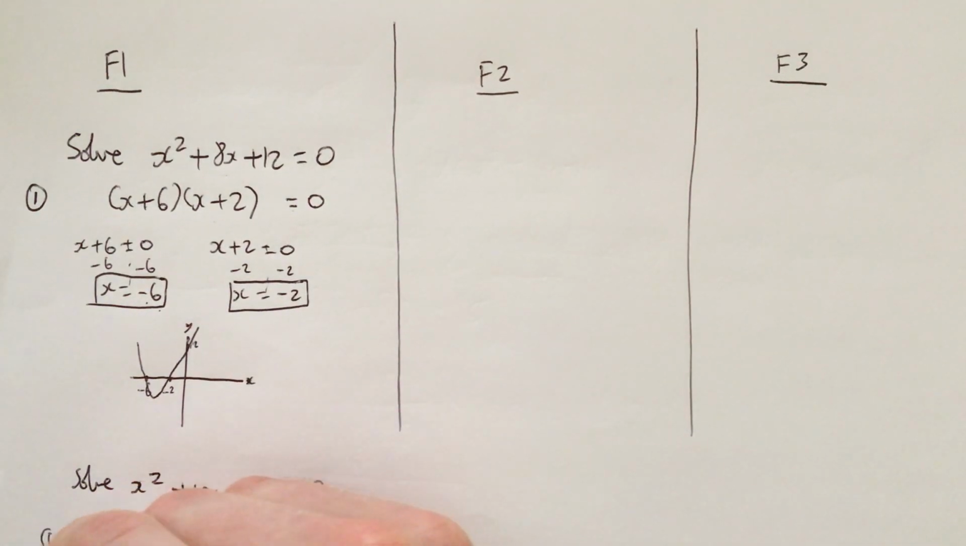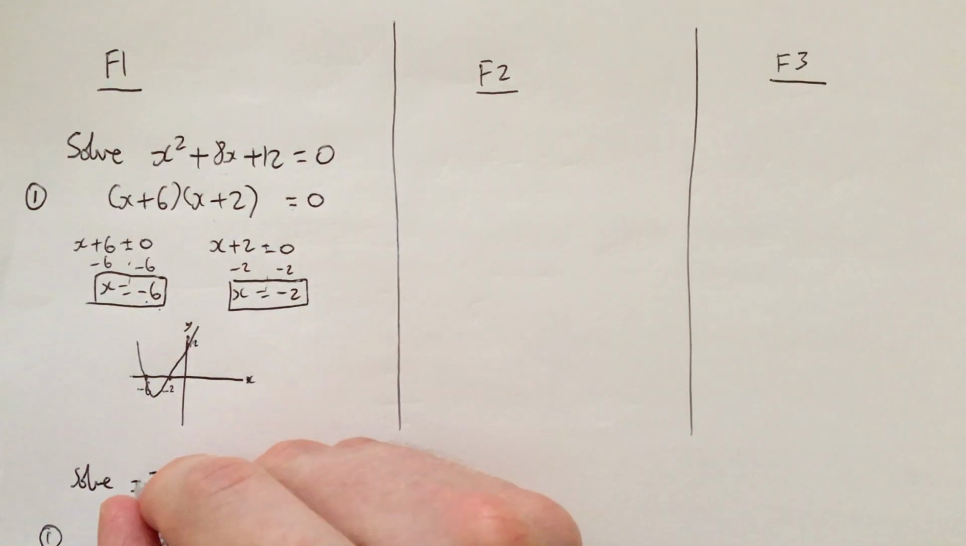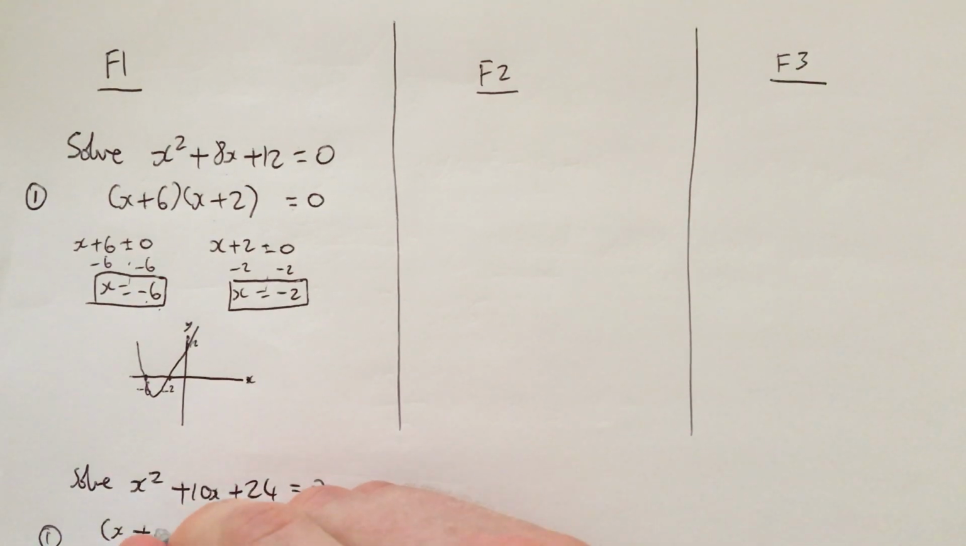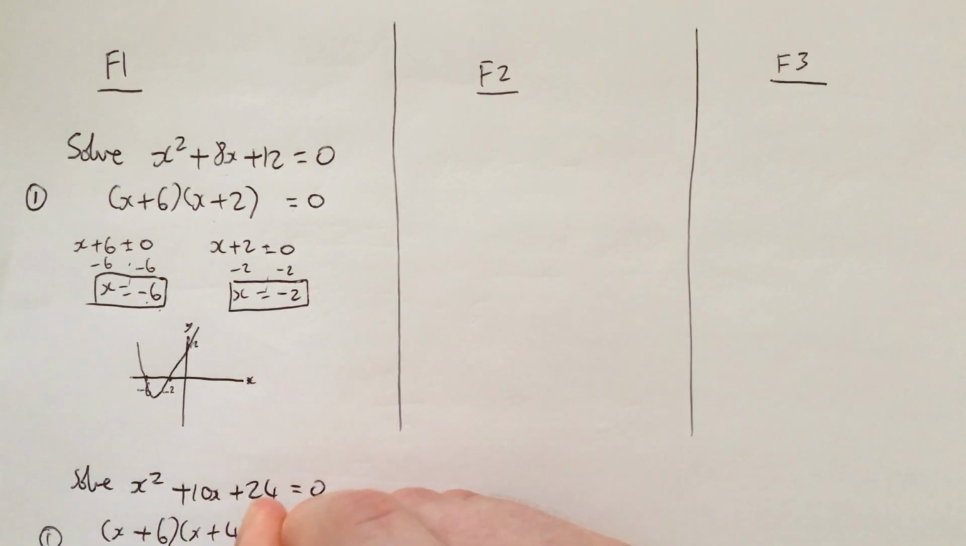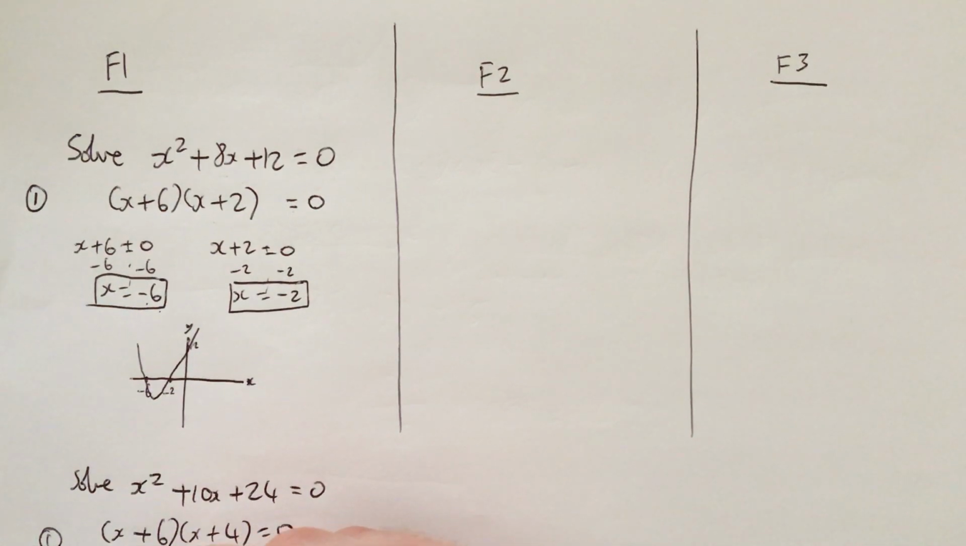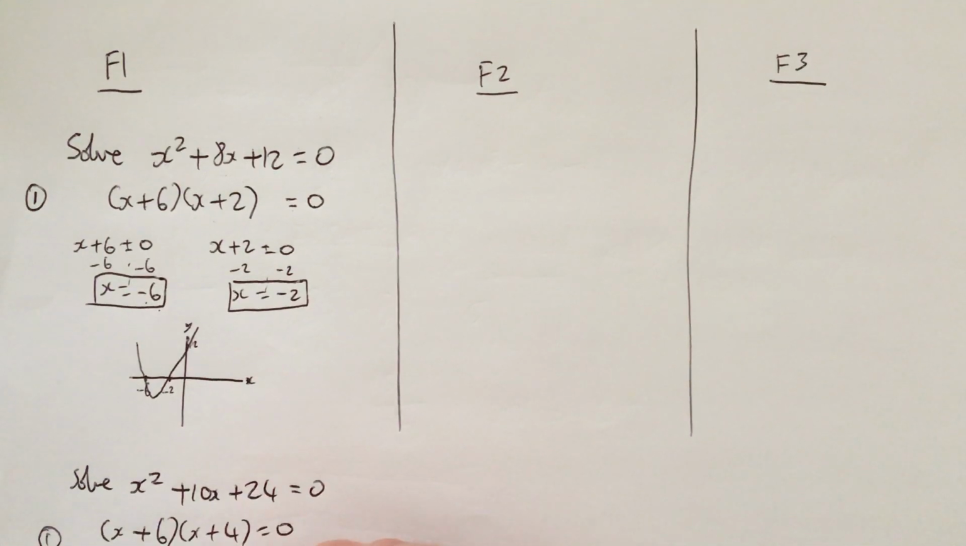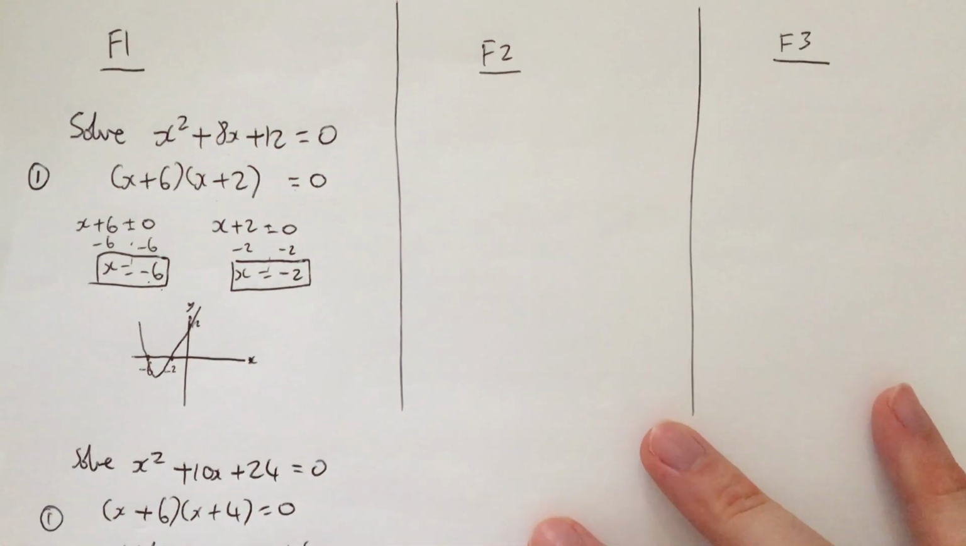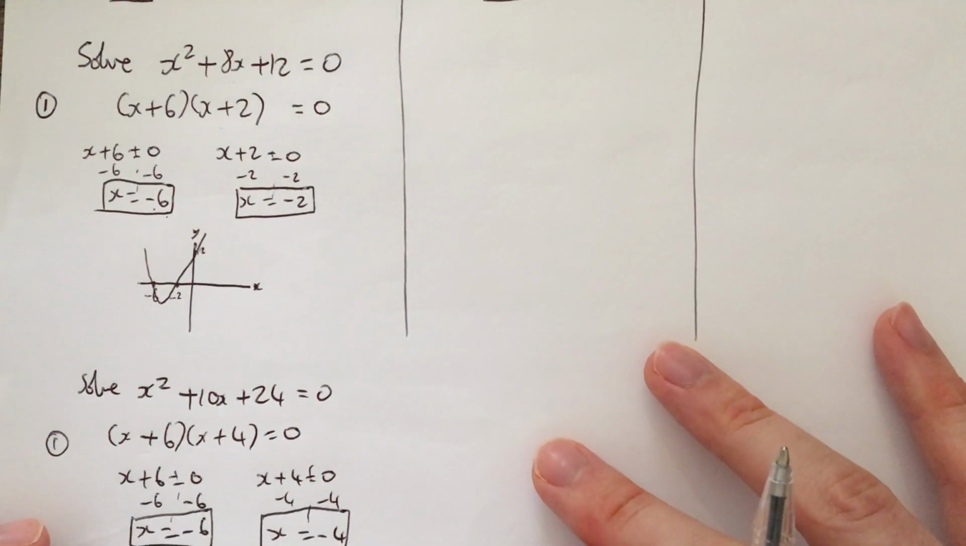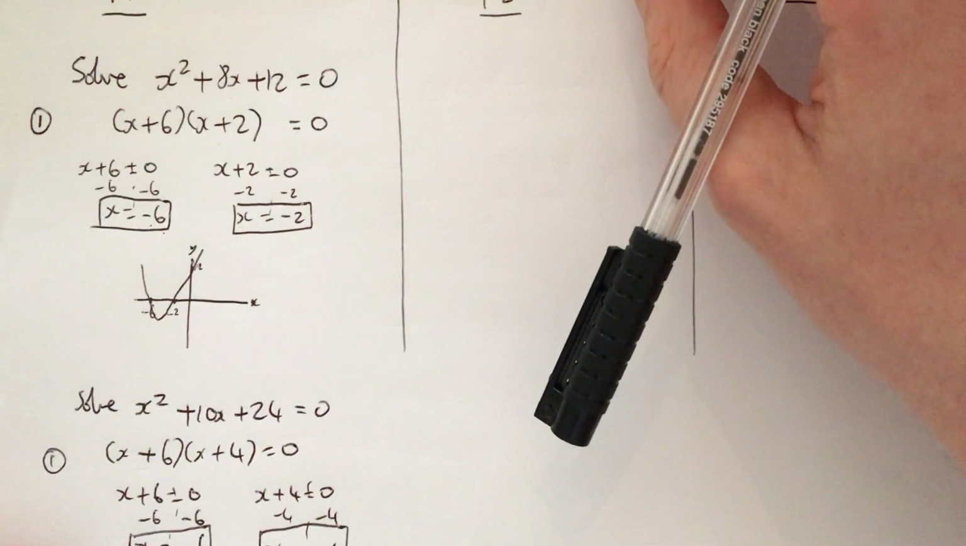So first step, can I factorise it? Yep. So therefore (x + 6)(x + 4) = 0. Separately, x + 6 = 0, x + 4 = 0, minus 6, x = -6, minus 4, x = -4. And there will be my two x values. But I'm not going to draw the graph, although I could. Okay? So you couldn't quite see that last bit there, could you? There you go. I'll move it back down again.